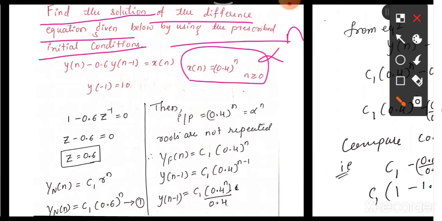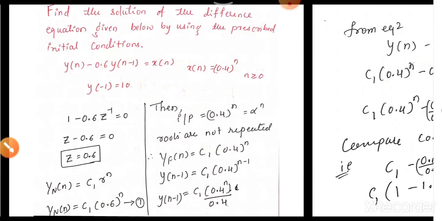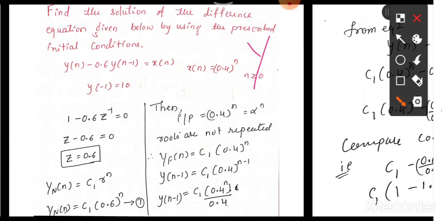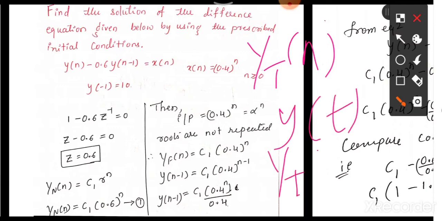Okay. Now, what we have to identify is, they have not specified, they have just said find the solution of a difference equation, but they have not specified whether that is natural or forced. So what we have to do is calculate the total response, yt of n. I hope you are careful about yt, and this is yt of n. Okay, this is the total response. Total response of a continuous signal can be taken as yt of t, capital T of small t.